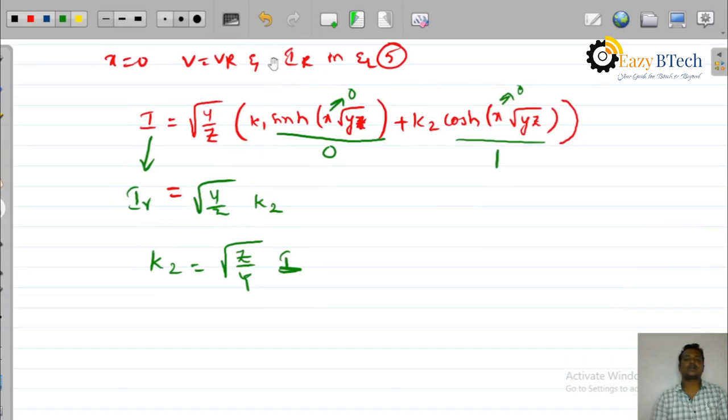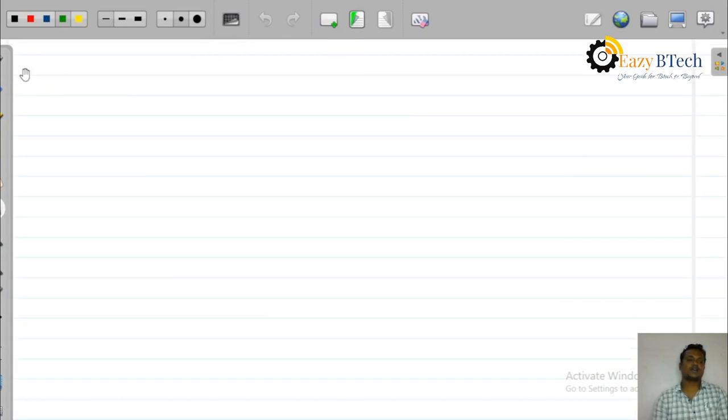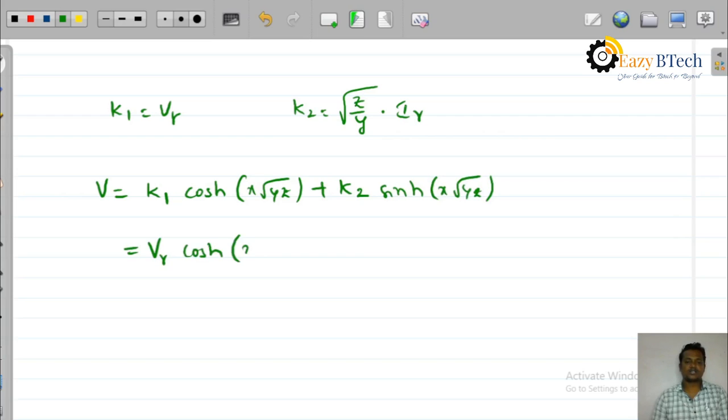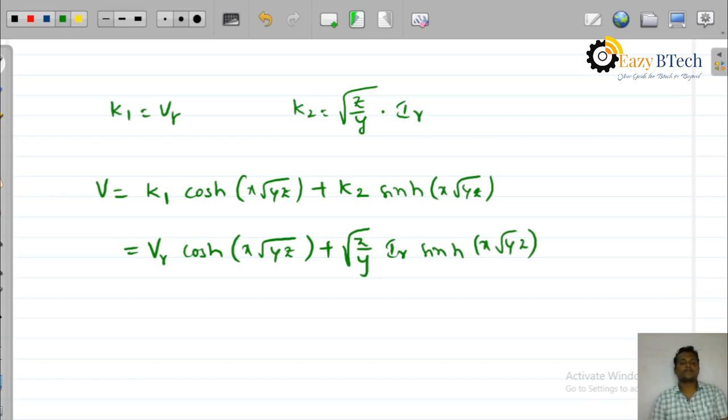Now we have calculated k1 and k2 in terms of the receiving end voltage and receiving end current. Then substitute k1 and k2 values: k1 equals Vr and k2 equals root of z by y into Ir. Substitute in equation 4, the formula is V equals k1 cos h x root yz plus k2 sin h x root yz. Substituting, V equals Vr cos h x root yz plus root of z by y into Ir sin h x root yz. So this is the expression for V.